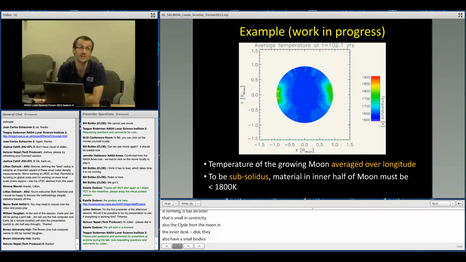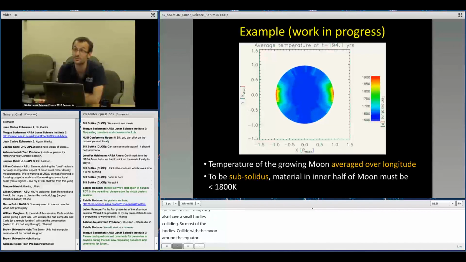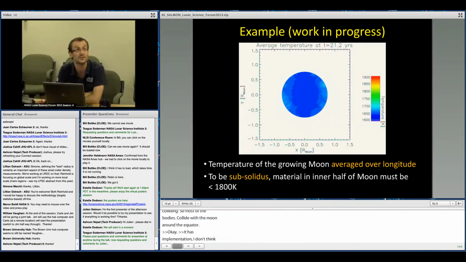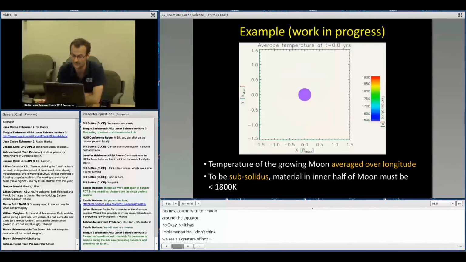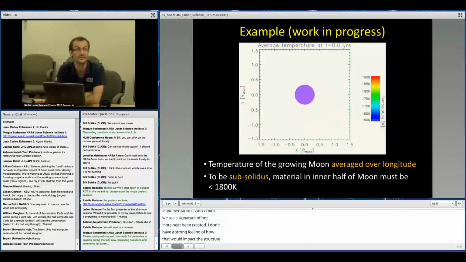Which has implications, because I don't think we see a signature of more heat being delivered onto the moon at a specific location like the equator anymore. So I don't have a strong feeling of how that would impact the internal structure of the moon, but I think that's an interesting insight.